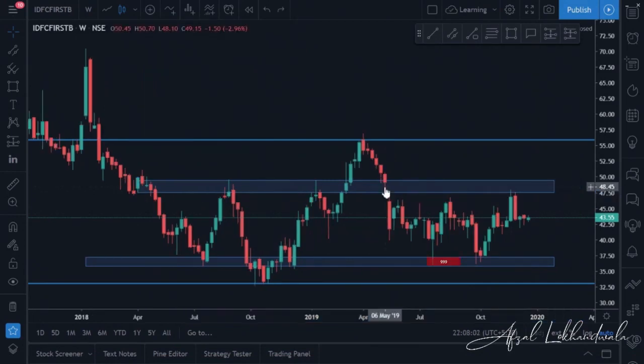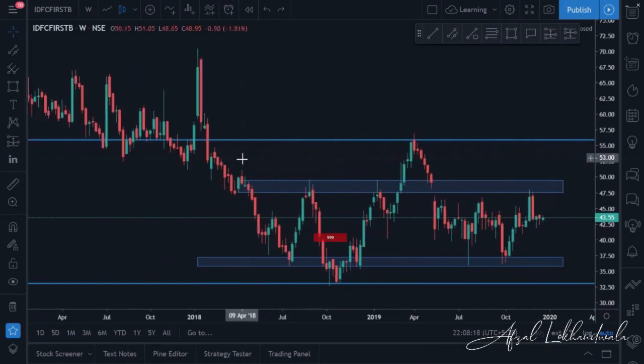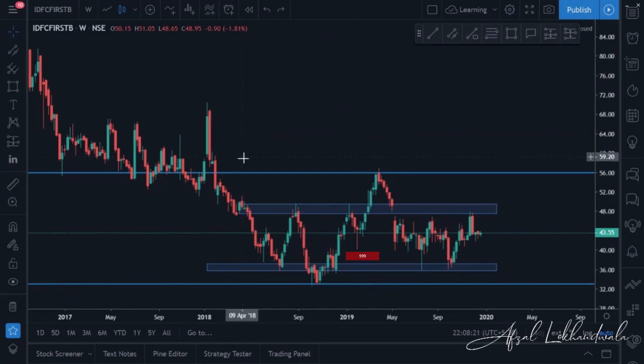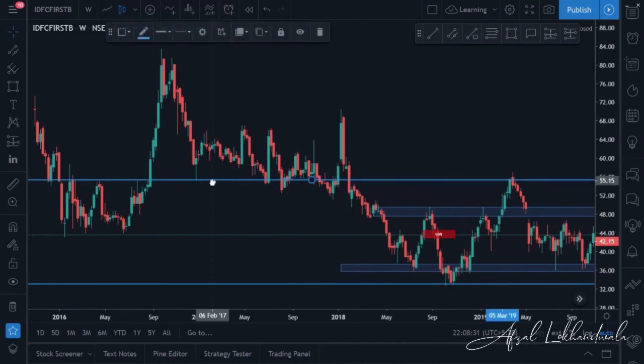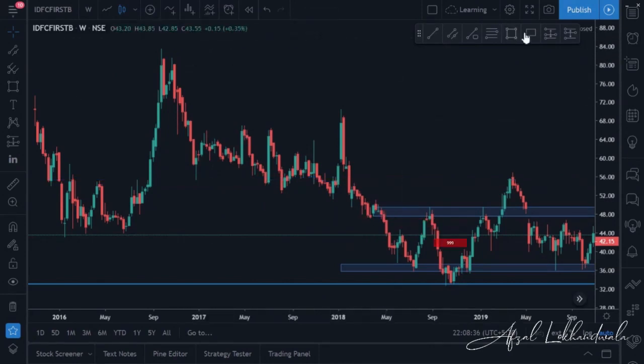Now I want to show you something interesting. So this is the resistance which we drew some time back. Let us see how this resistance which we drew just now had behaved in the past. Let us move back in time. Let us zoom out the chart. Wow, the resistance, let me adjust this resistance a little bit, or let me delete this line and replace it with a rectangle because this represents an area, right?